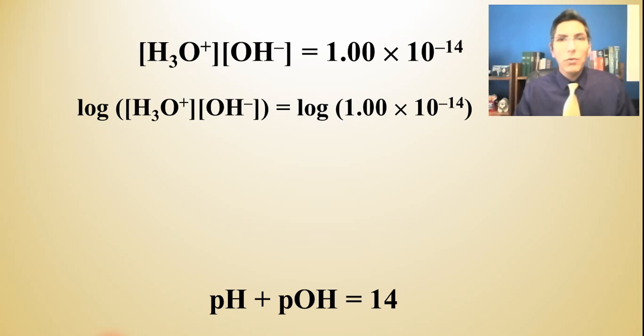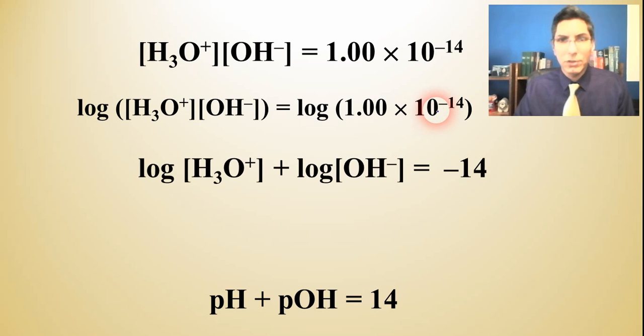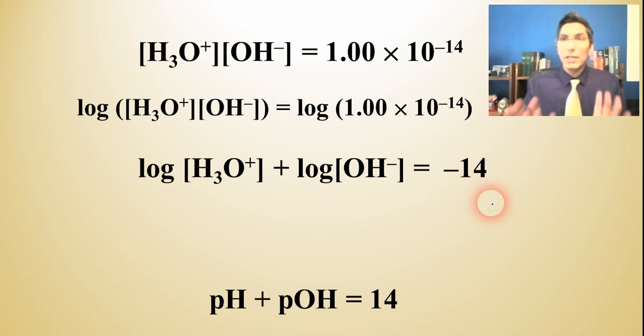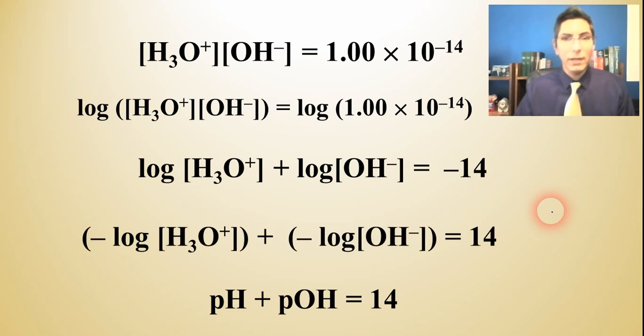And when we do that, we know that the log of any product is equal to the sum of the individual logs. Right? So this section over here is the same as log of H3O plus the log of OH negative. And the log of this number is just negative 14. So I'm going to just evaluate those right here. So we have the log of hydronium ions plus the log of hydroxide ions equals negative 14. Now I'm going to take this equation that we have, and multiply the whole thing by negative 1. So I'm going to do that, and it's going to look like this.